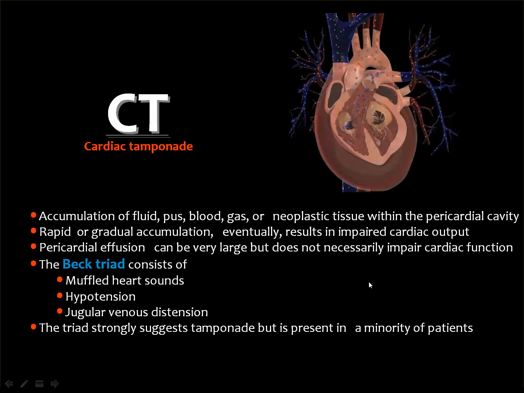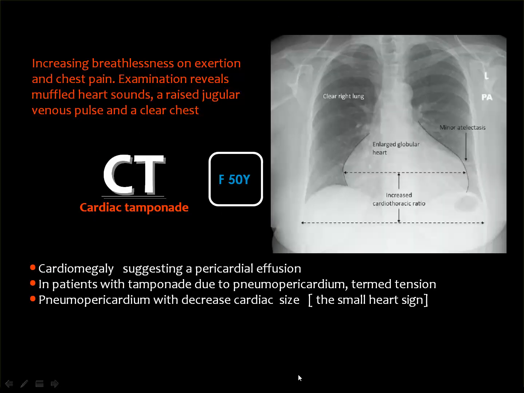We have a triad, which is known as the Beck triad, consisting of muffled heart sounds, hypotension, and distended neck veins. Then, if you look at the chest X-ray, you see that the transverse cardiac diameter is enlarged and that the heart is flask shaped, as we have been told previously, and this may indicate the presence of fluid in the pericardium, and the diagnosis is usually pericardial effusion.